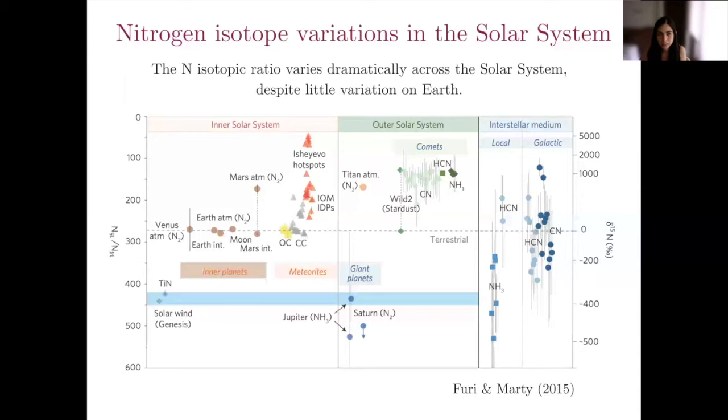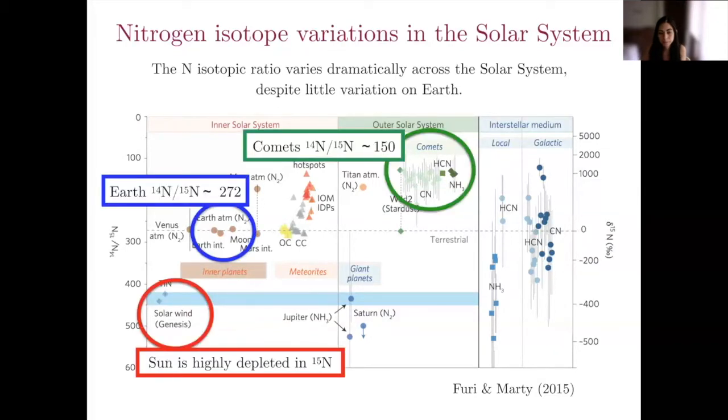This is, of course, measuring the ratio between the main isotopolog, 14N, and the isotopolog 15N. In this case, for Earth, it's actually measured in N2. When you look at comets, you find that they are more enriched in 15N, and in all of the comets where they have measured the isotopic ratio, they present very similar values, all around 150. It's not clear what is causing this large variation in our solar system, but it's possible that we are looking at different nitrogen reservoirs, for example, N2 versus ammonia versus HCN, etc.